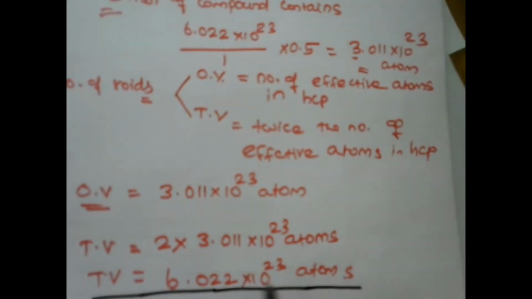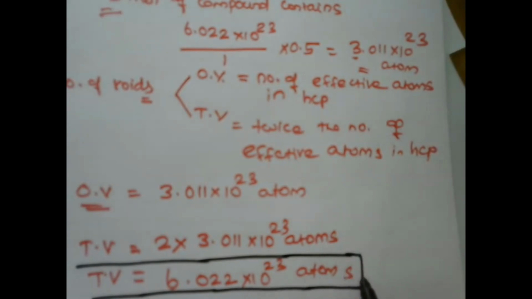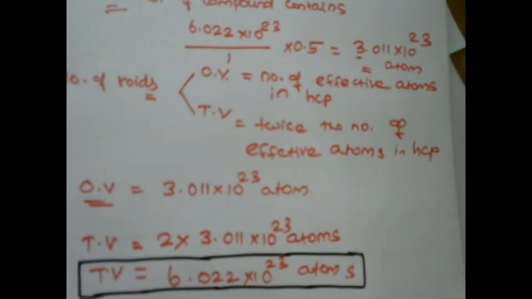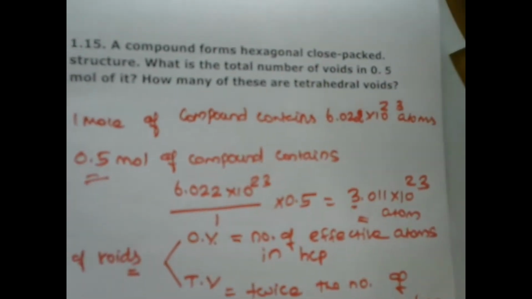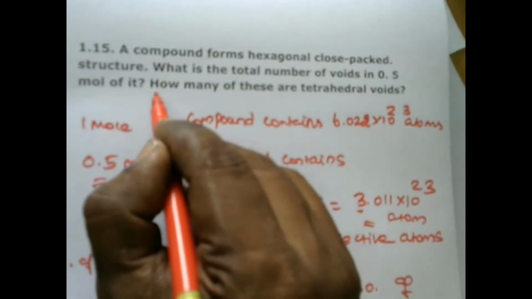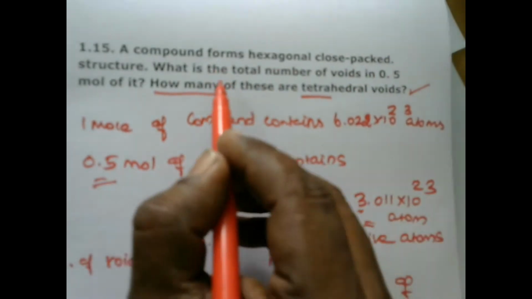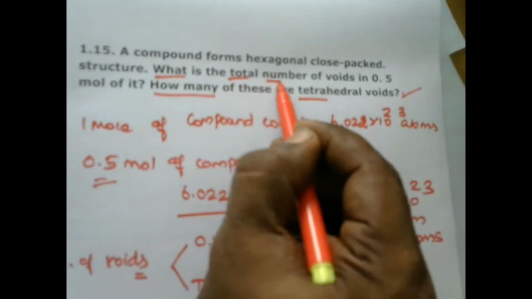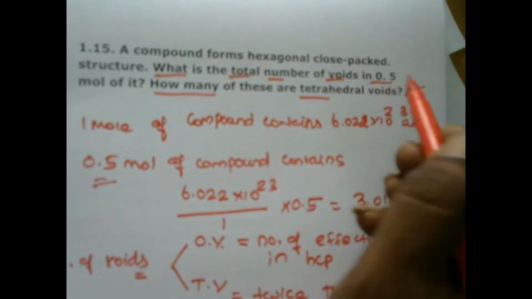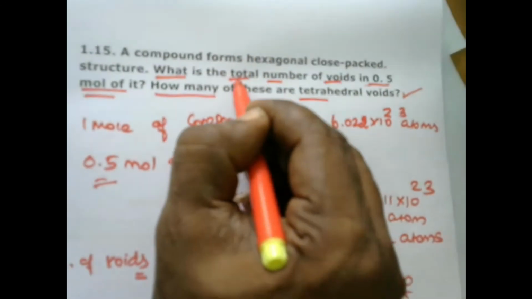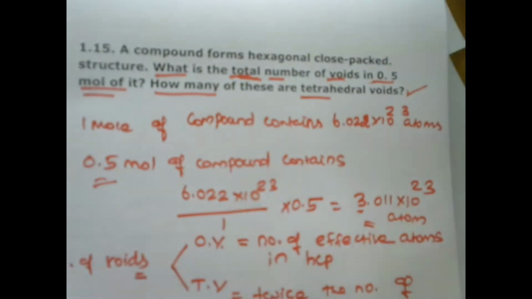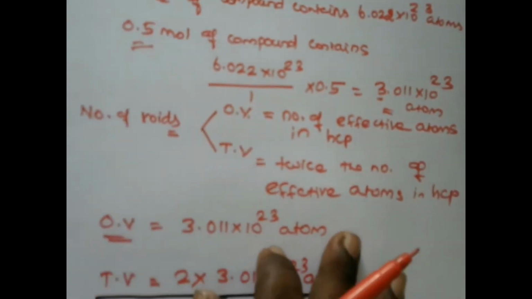That is, how many tetrahedral voids are present in total, that is what they had asked, right? So TV is found. Coming back to the question, how many of these are tetrahedral voids, we have found, done. Then what is the total number of voids in 0.5 mole of it? Total number is nothing but the number of tetrahedral voids and octahedral voids.